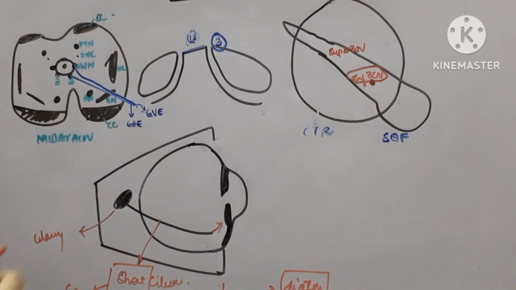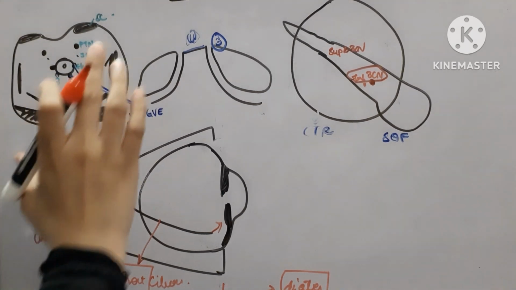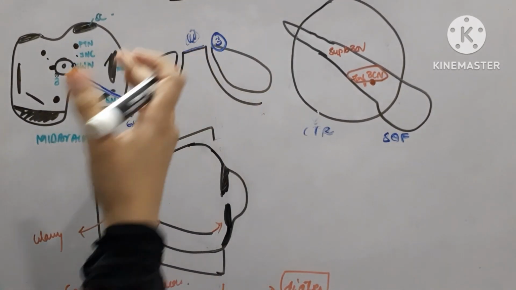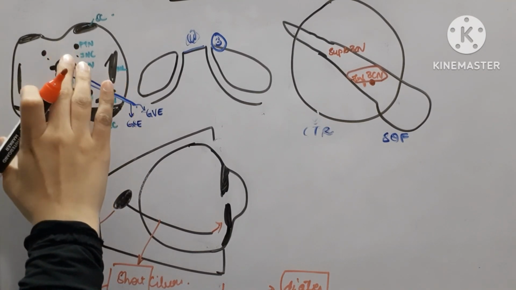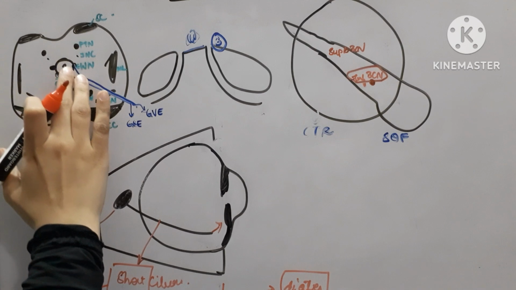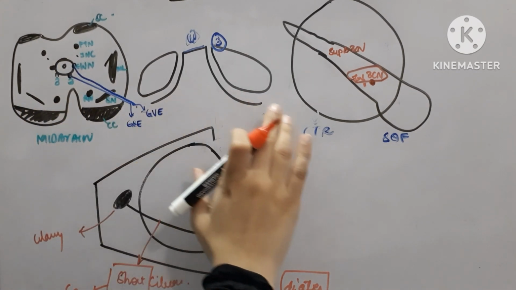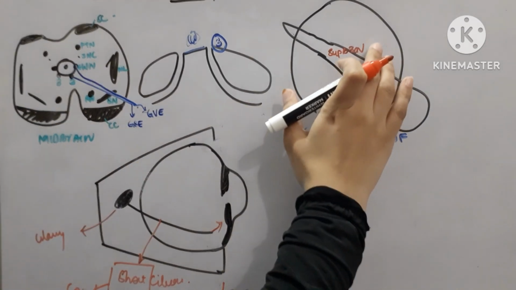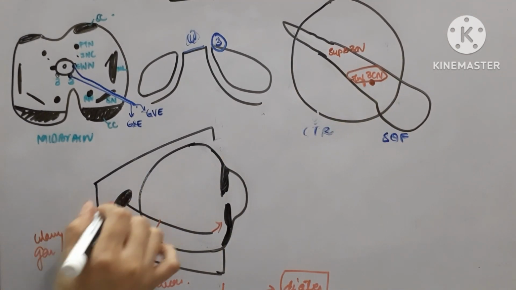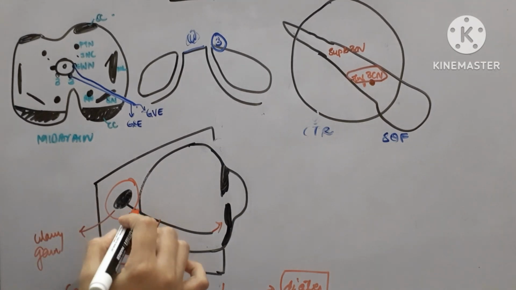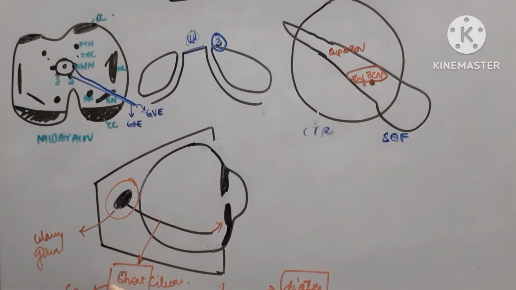To summarize the topic, the course of the miosis reaction, constriction of the pupil, happens first from the Edinger-Westphal nucleus, the first order neuron. It arises and travels through the cavernous sinus and superior orbital fissure along with the third cranial nerve and relays in the ciliary ganglion. From here, the second order neuron arises, that is via the short ciliary nerve, and supplies the constrictor pupillae muscle, which helps in constriction of the pupil.